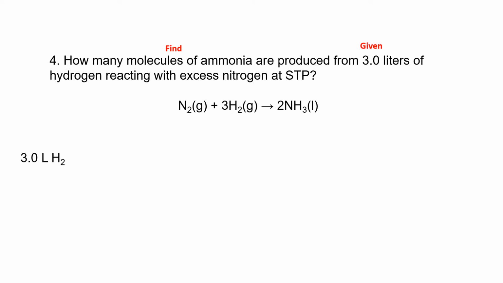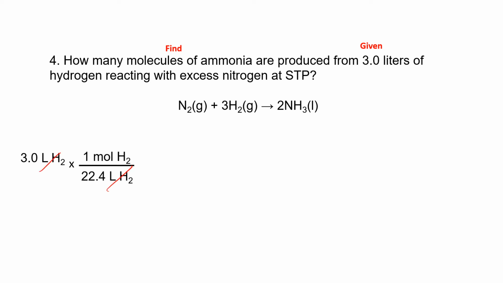We need to get from liters to moles in our next step. So in the denominator, we're going to have our conversion, 22.4 liters of hydrogen gas and 1 mole of hydrogen gas. Liters of hydrogen gas cancel.